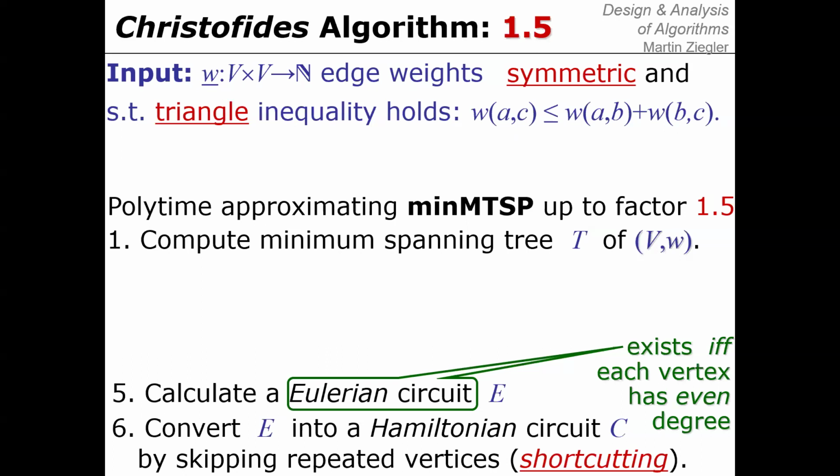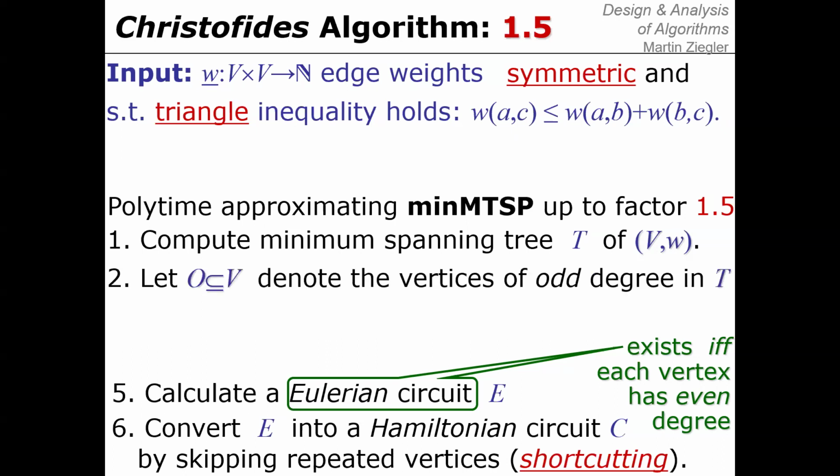But in order to guarantee that there is a Eulerian cycle, we need to make sure that the graph on which we calculate a Eulerian cycle has a Eulerian cycle, and a sufficient and necessary condition is that every vertex has even degree. Now, the minimum spanning tree in general does not have all vertices of even degree. For example, the leaves have degree 1, which is odd.